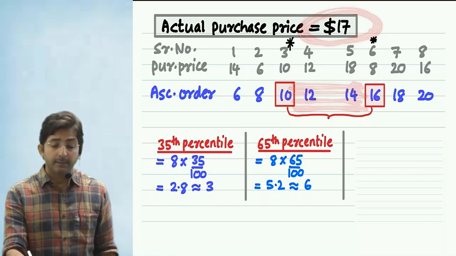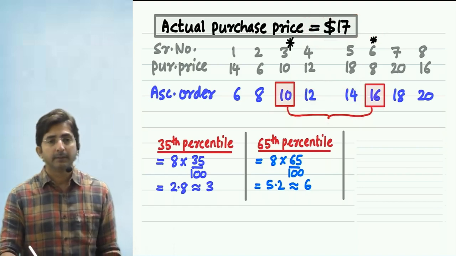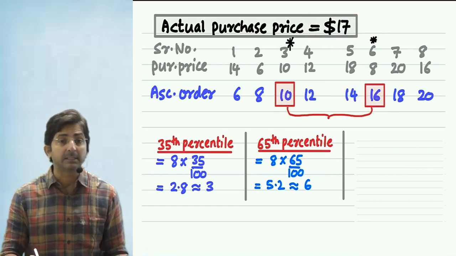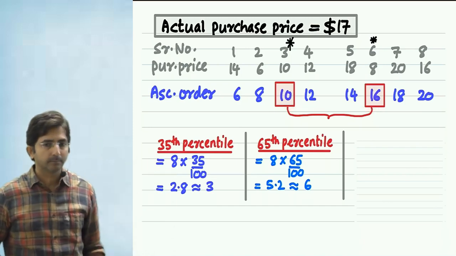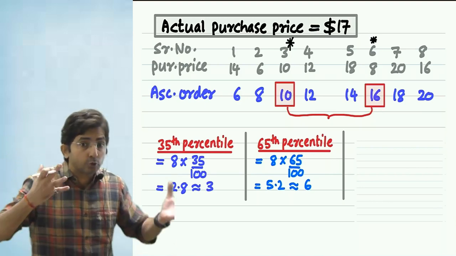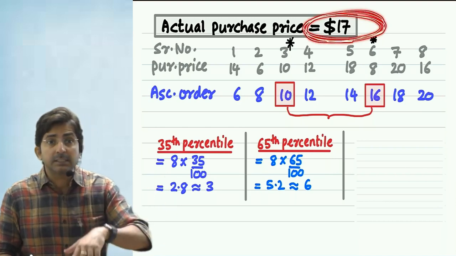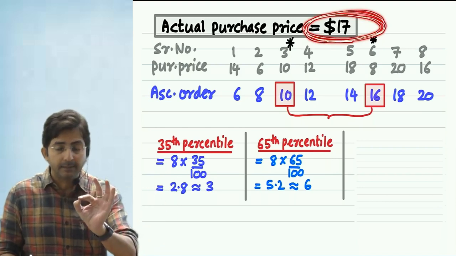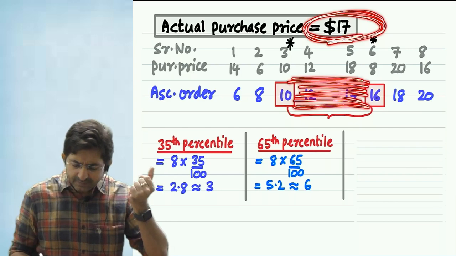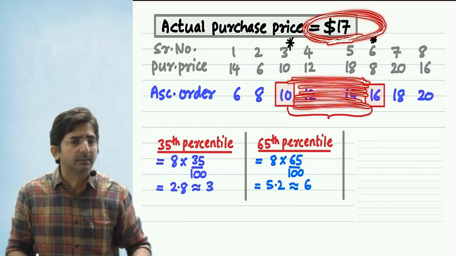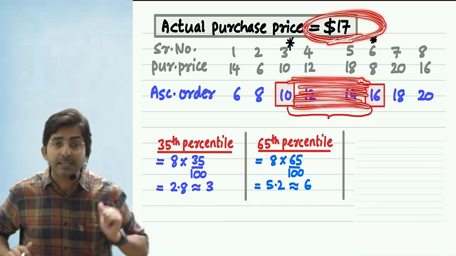What did I say? After finding this 10 and 16, we get a range. Range means this is a range of prices. Any price between 10 and 16 is a genuine price. So we have to see what is our actual price. Tell me what was the actual price of the assessee's transaction with its AE? 17. So this $17, if it falls between 10 and 16, then it is a genuine price. But does it fall between 10 and 16? No. So that means this is not a genuine price.